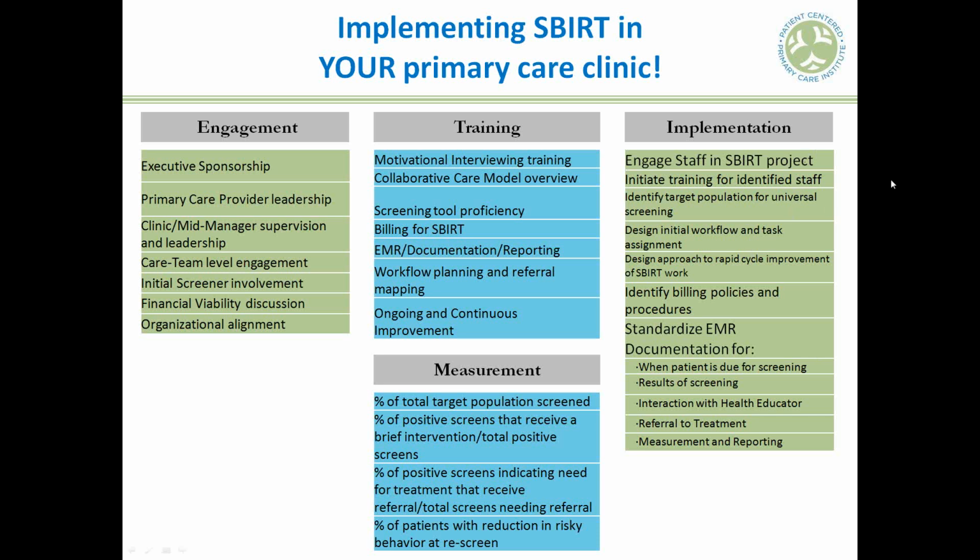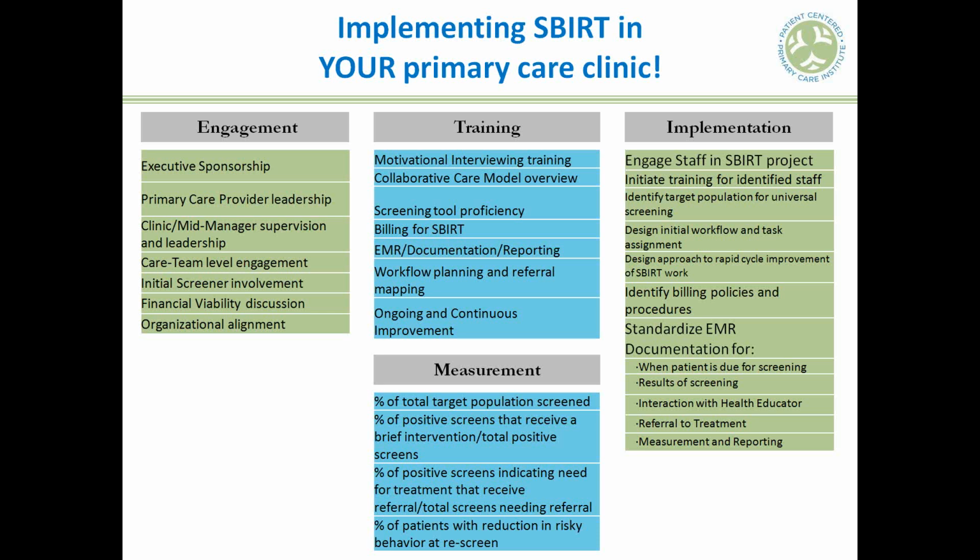Again, as we implement, after we've engaged the staff in the SBIRT project and initiated training for the identified staff, it's important to identify the target population for universal screening. So while the goal is that every adult patient who enters the facility would be screened, sometimes you have to start at a pilot phase or start with just a smaller target population. So maybe Dr. Smith's patients will start there, or if you have care team pods, maybe we'll start with the Coast pod, or really determine who is going to be the target population.